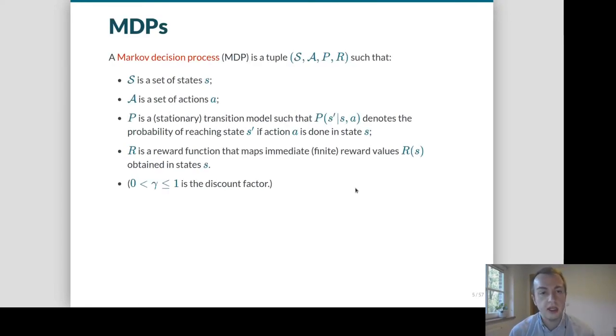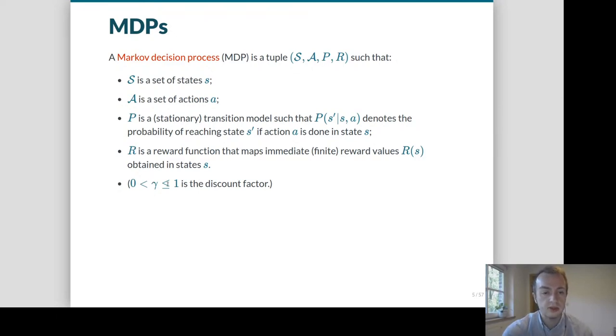Okay, so we define a Markov decision process, an MDP, as a tuple S, A, P, R, such that S is a set of states, and the states we denote by this lowercase s. A is a set of actions. Then P is a stationary transition model, which defines the conditional probability of reaching state S prime, given that you perform action A from state S, right? And so we assume that this transition model is known in an MDP. Then R is a reward function that maps to an immediate and finite reward value that you obtain when you reach a state S.